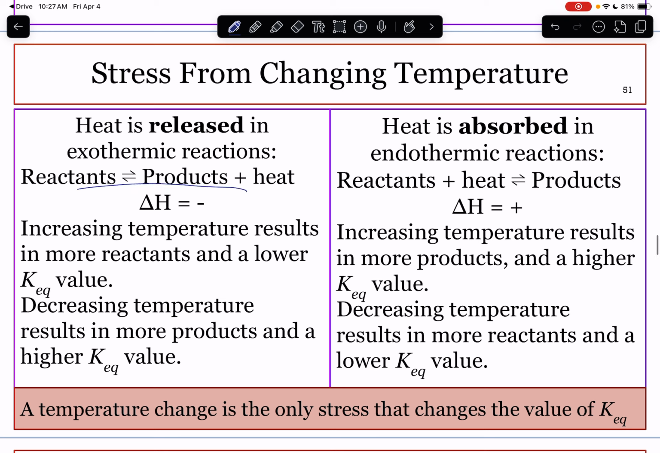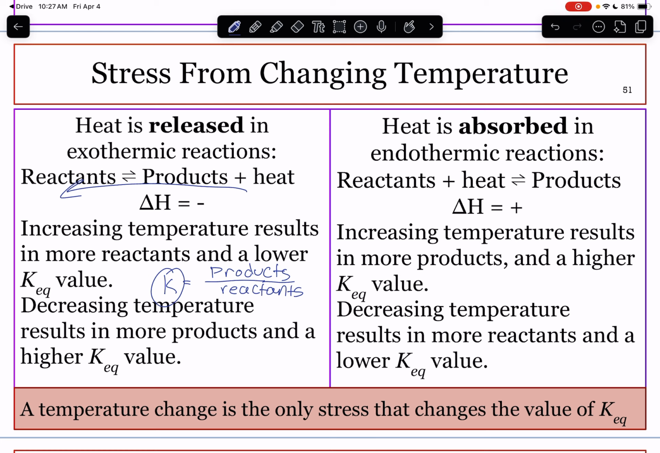The reaction is going to shift left because it needs to use up the excess heat, and it shifts left. That means we now have more reactants at equilibrium than we do products, because heat is not a part of the equilibrium expression. We still just have the amount of the products over the amount of the reactants. Heat is changing the ratio at equilibrium. Therefore, the K value here is going to decrease because reactants is in the denominator, dividing by a larger number, and with a numerator that is smaller, K becomes lower.